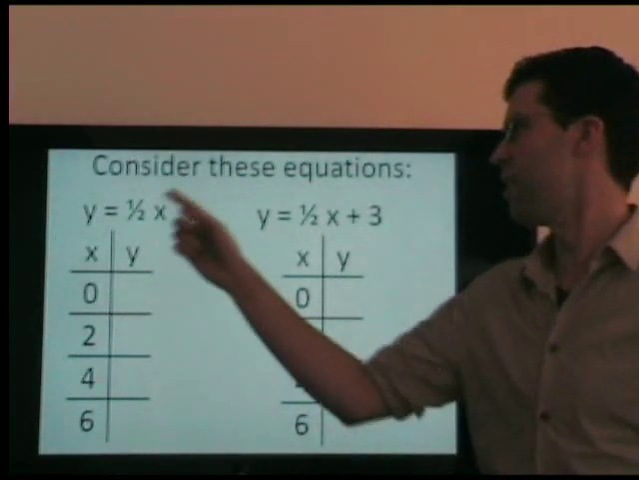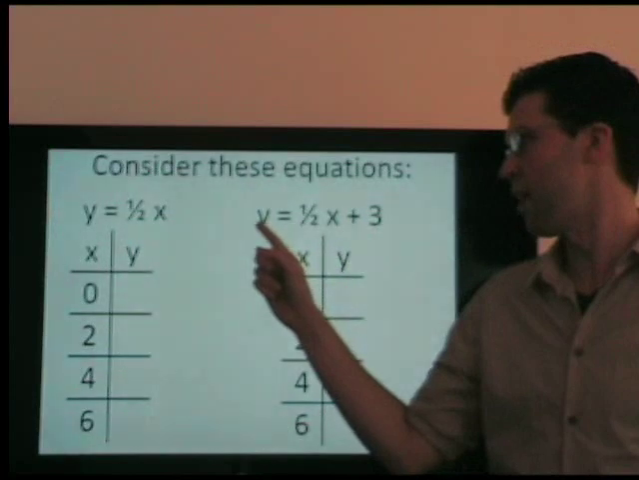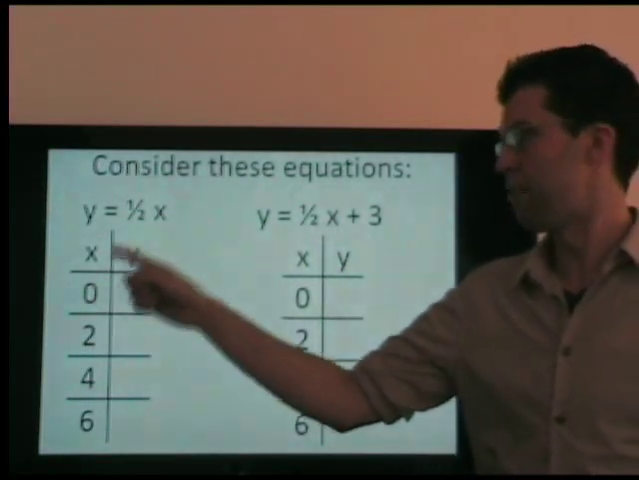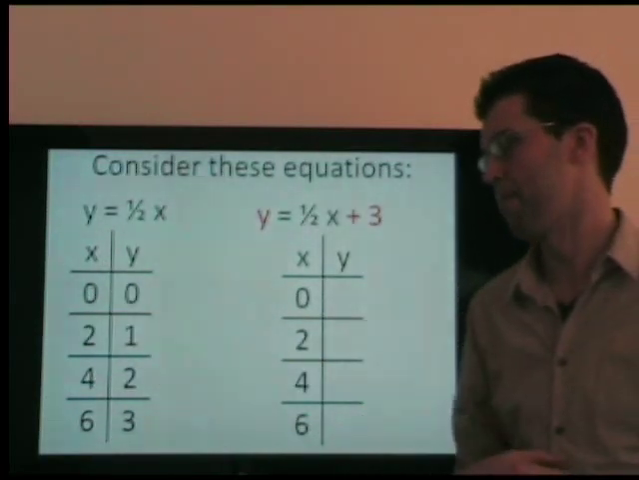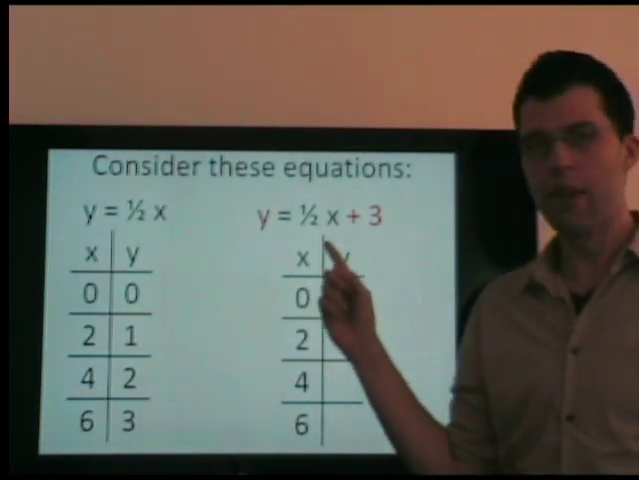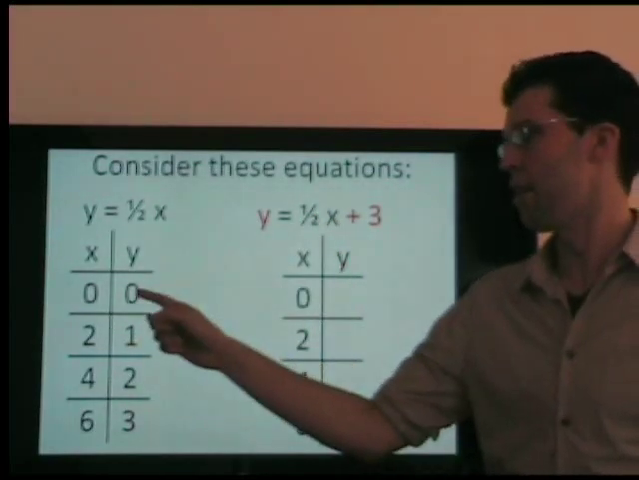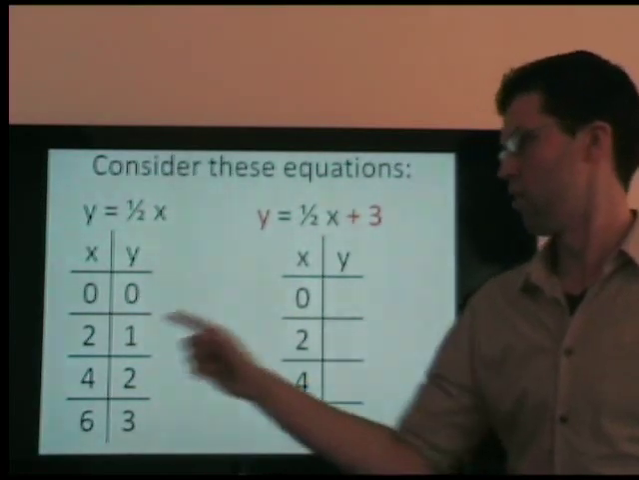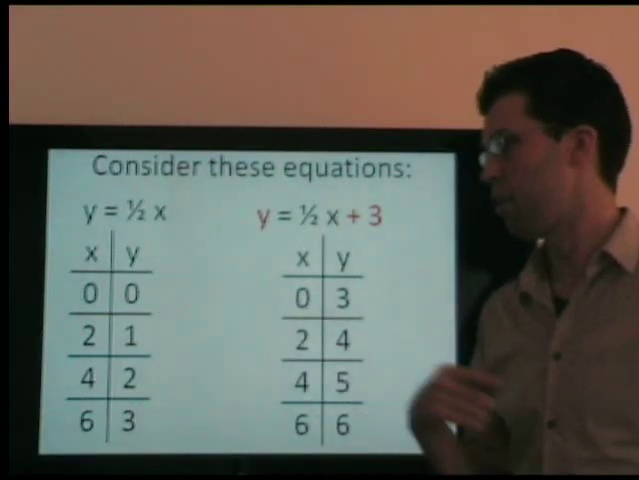Okay? Let's consider these two equations. They're almost the same, except that here, the y values are 3 more. So we take our x values and we multiply by 1/2. So 0 times 1/2, 2 times 1/2, etc. Okay? Here, we actually don't have to multiply by 1/2 again. We just take these same y values and add 3. So 0 plus 3, 1 plus 3, etc. Okay? And we can plot these.